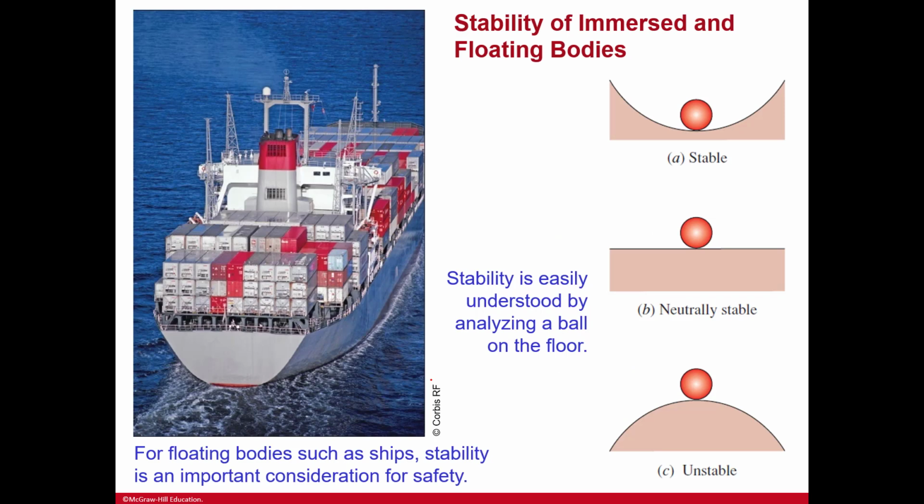Stability of immersed and floating bodies. So you see you have A, which is stable, you have B, which is neutrally stable, and then you have C, which is very unstable. The stability is easily understood by analyzing a ball on the floor, right? So it's going to take actual momentum to get up either side. It wants to stay here. And here, it's going to stay here as long as nothing happens. And here, it is not going to stay here.